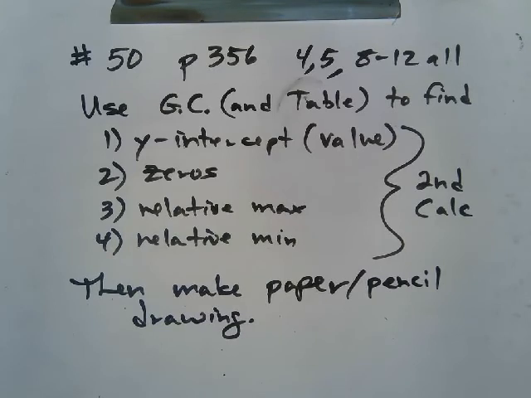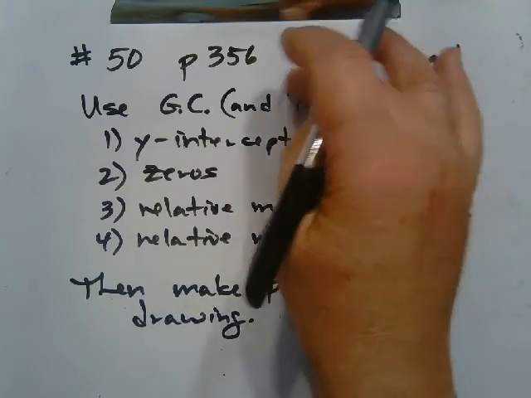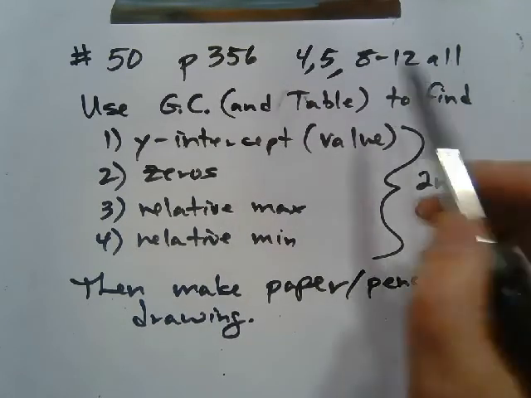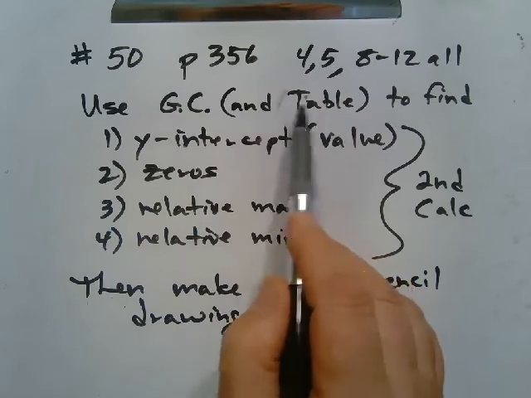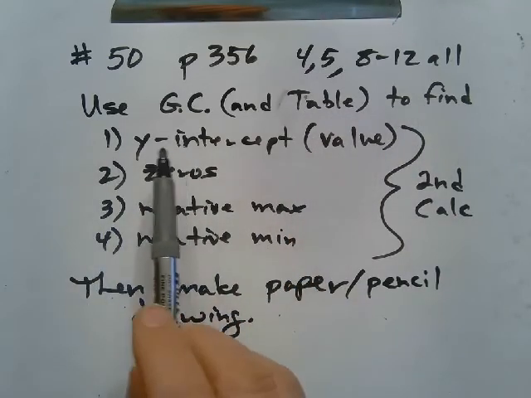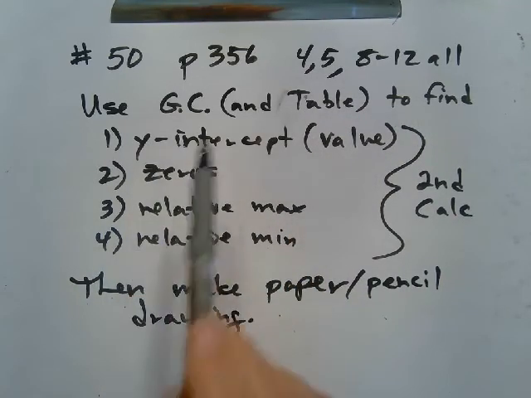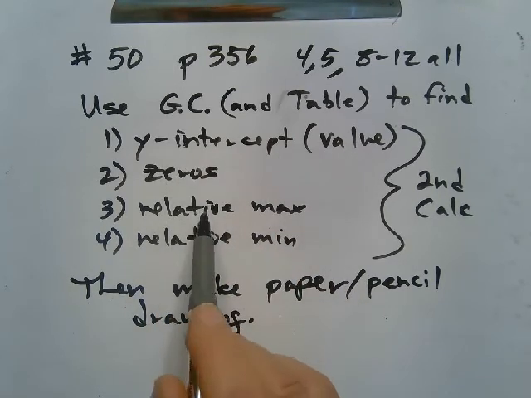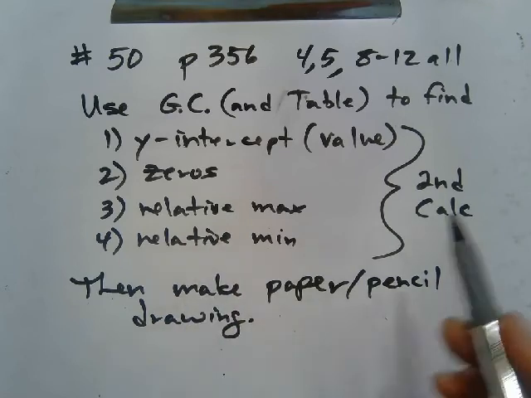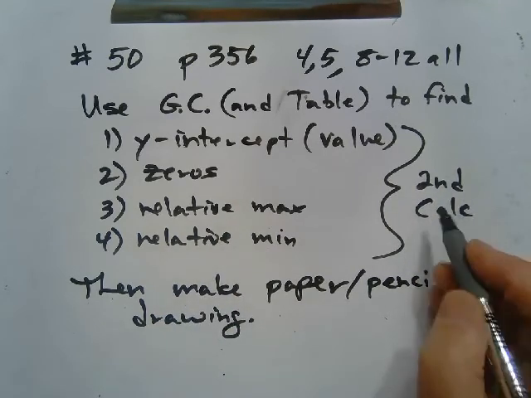All right, here's your assignment for tonight. I'm going to have you do assignment number 50. There's not that many problems, but you really are going to need a lot of practice, so please make sure you do all of these. Use your graphing calculator and table, if necessary, to find these 4 magical spots: the y-intercept, use value feature, zeros, relative maxes, and mins. That's all in the second calc menu.